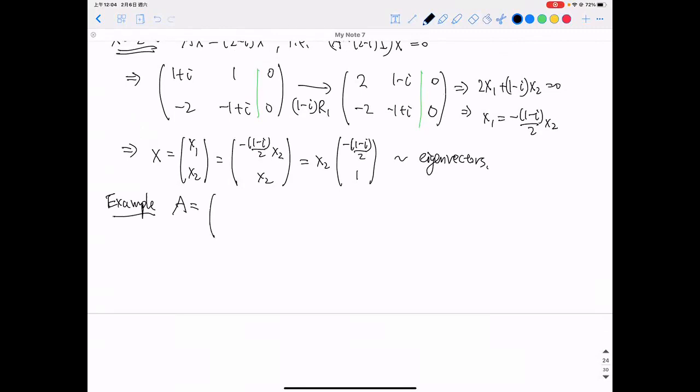Again, let's consider that the entries of A are all real. So the determinant of A minus tI is something that is going to take a while to compute.